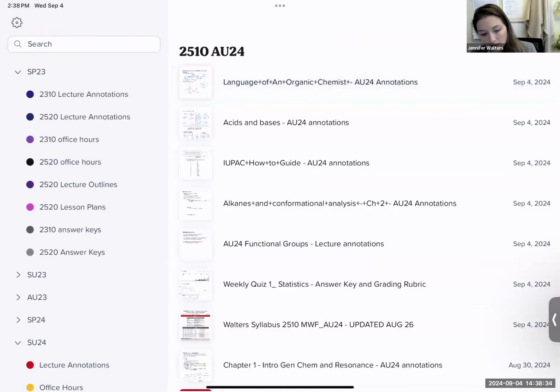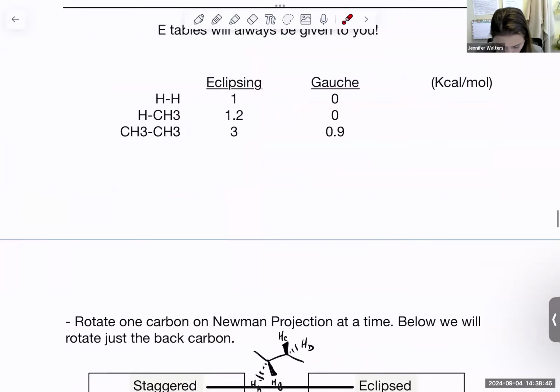All right. Let's next roll into our alkane stuff and conformational analysis.